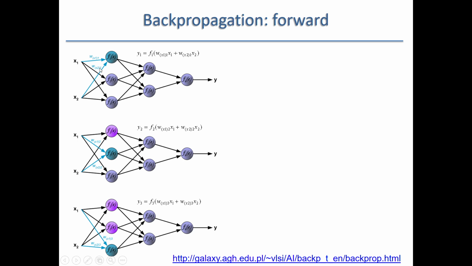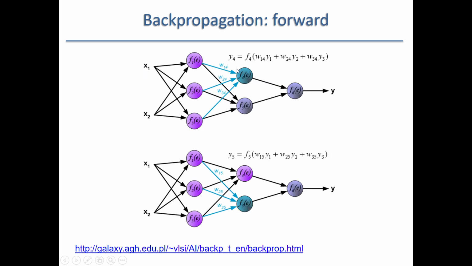So E is the sum of these two weights multiplied by the inputs. Okay, so this is E. This is E for this neuron. And then if we look at the second neuron, now the weights that we have to use are different, but it has the same structure, and the same for the third neuron. And then we have the fourth neuron.